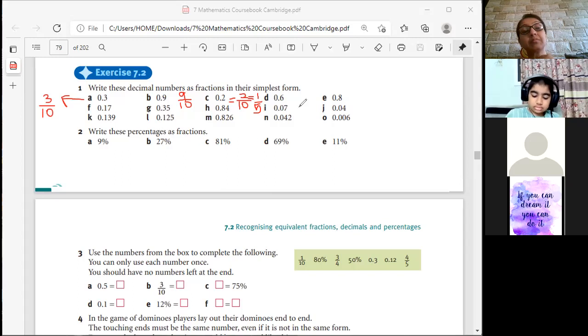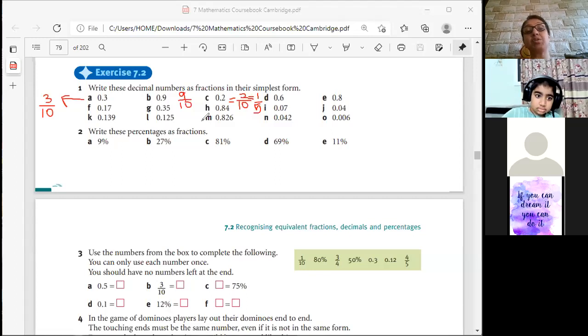Okay. Now, if it was only written, write these decimal numbers as fractions, then we can write 2 upon 10, right? Yes. Okay. Then 0.6 will be 6 upon 10, which will be 3 upon 5. 0.8 will be 8 upon 10, which will be 4 upon 5. 0.17 will be 17 upon 100, which you can't reduce further. You're going to keep it as it is. Are you getting me? Yes.